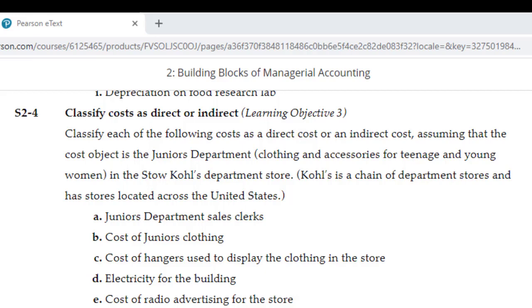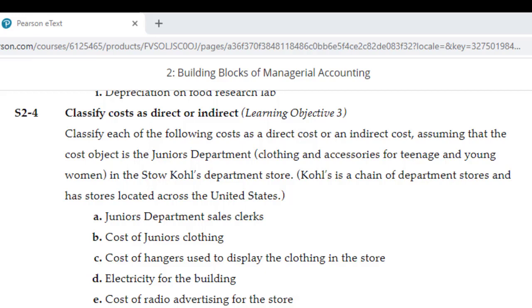So take the first one, A. We'll look at a few of these. We're not going to go through each. A is the Junior's department sales clerk. Well, these are sales clerks just in the Junior's department, so they're a direct association. So these are obviously direct costs for A. And the same for B, cost of Junior's clothing. We're not talking about cost of all clothing. We're talking about just the Junior's clothing. So that's a direct association.